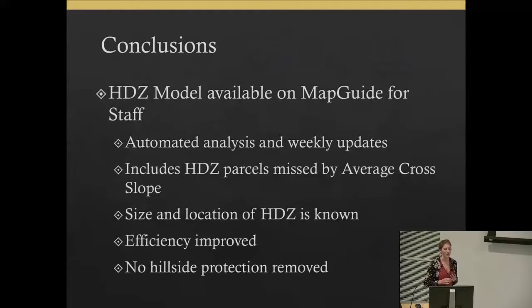So what does all of this mean for Pima County? The HDZ model is available on MapGuide for staff currently and will eventually be available to the public. It's an automated analysis with weekly updates, and anything that was missed when average cross slope was the determining factor is now included. But the biggest thing is that the size and the location of HDZ is known. So this is what's going to improve the efficiency of developing on parcels in the urban core where HDZ has triggered, where it's outside of the hillside area.